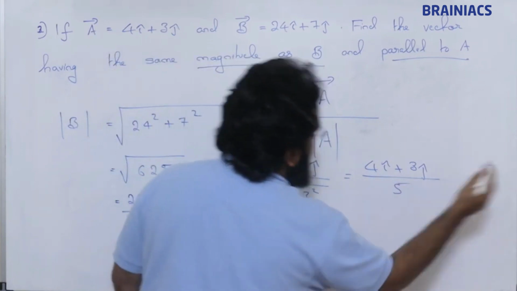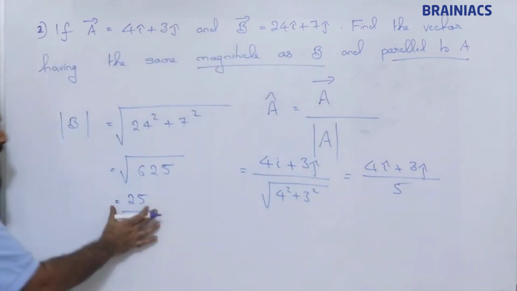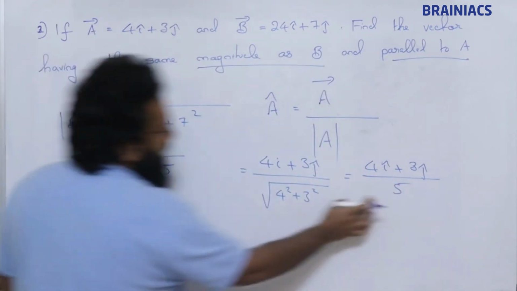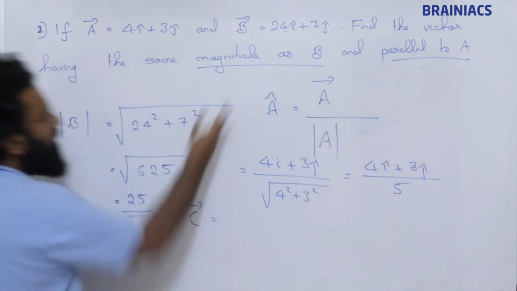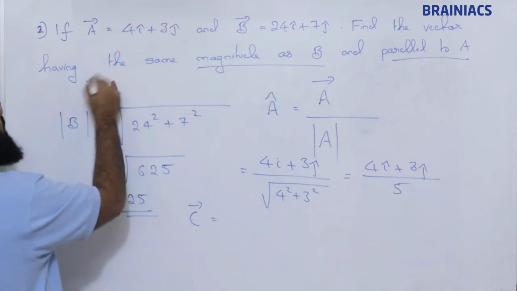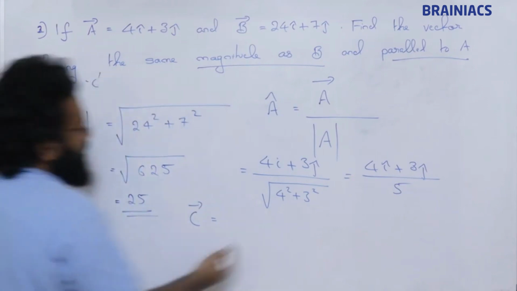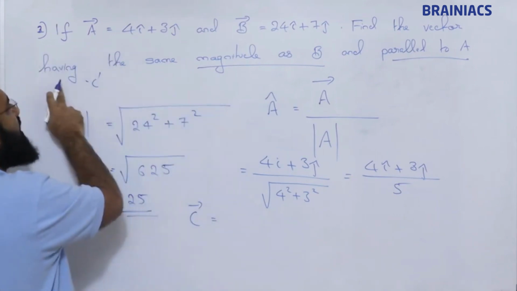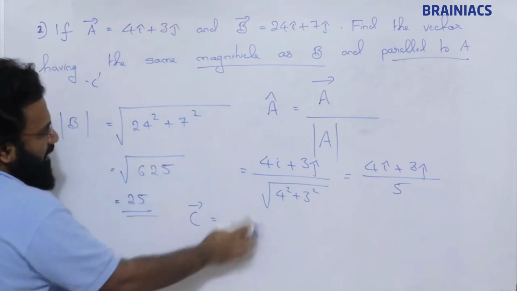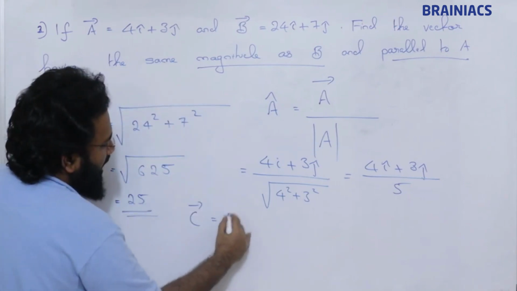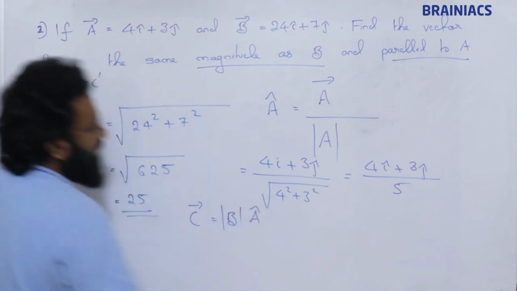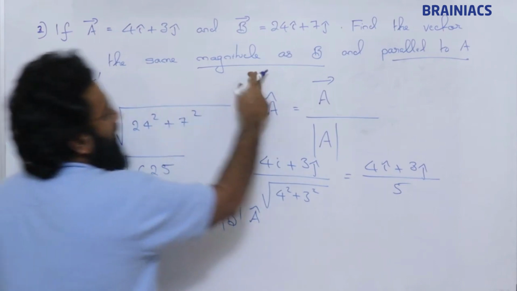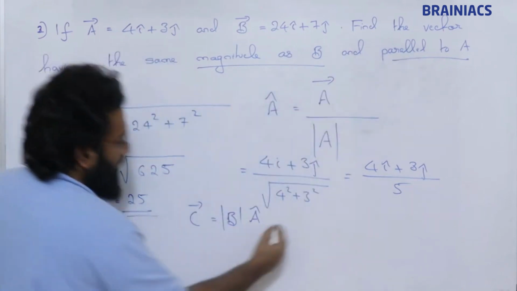This will be equal to 5. Okay, so magnitude of B is ready, direction of A is ready. Now suppose vector C, we just assume that vector C is the answer. So vector C, finding the vector, any vector C is equal to magnitude of vector B into direction of vector A. Magnitude of B parallel to A means direction of vector A.